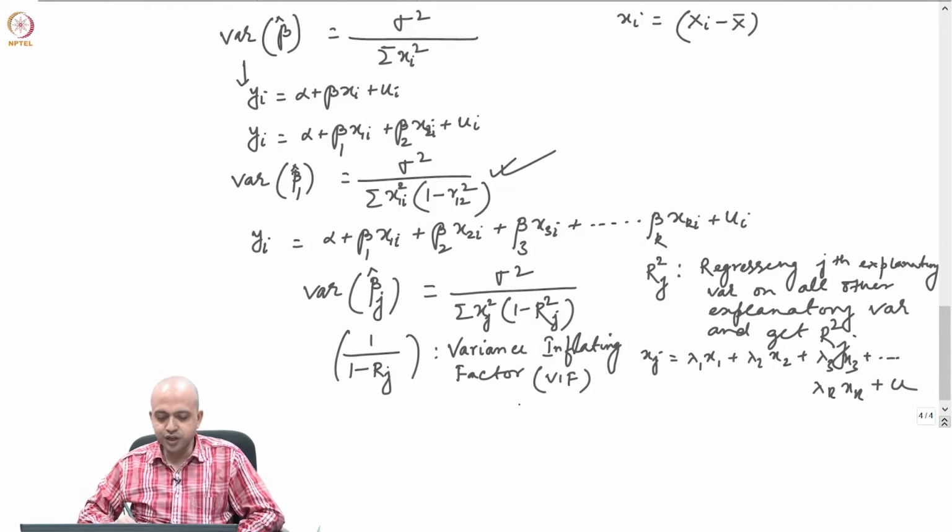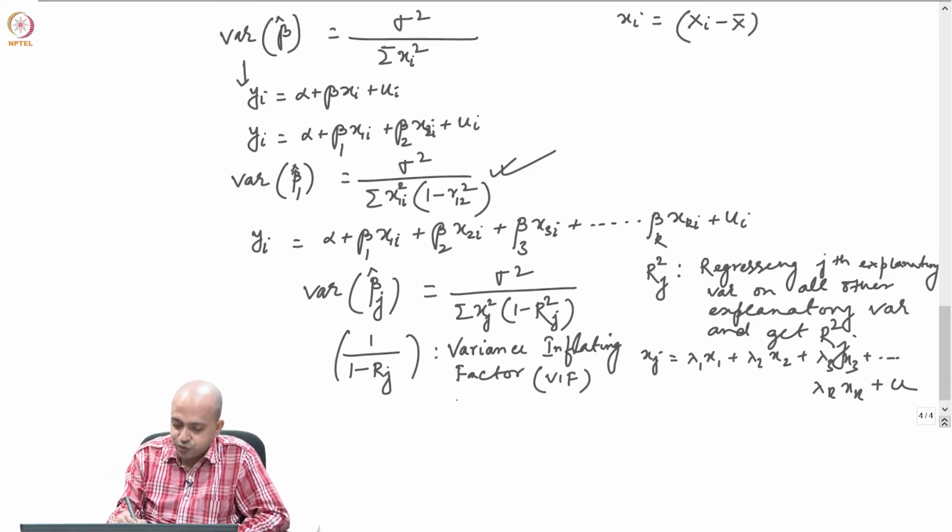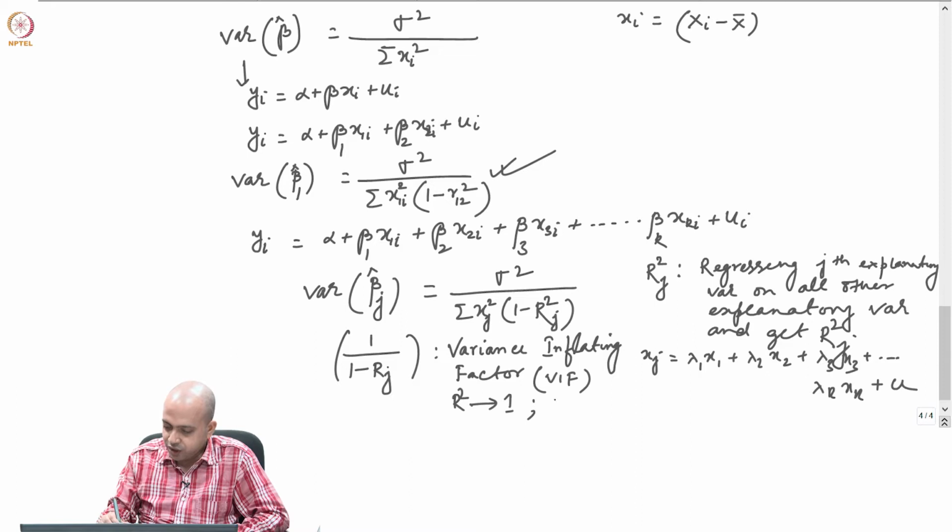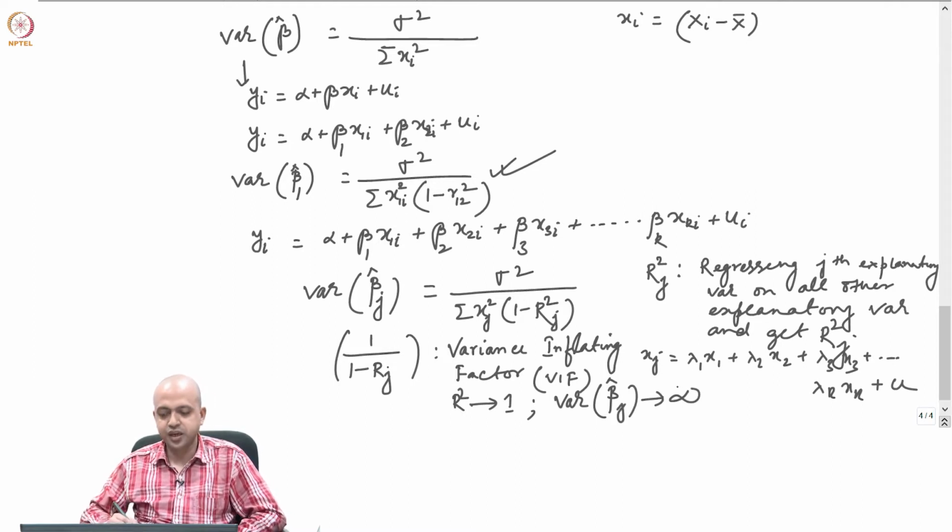Now, why is this called the variance inflating factor? Because from here you can understand, if R square j tends to 1, then what will happen? Variance of beta j will tend to infinity, isn't it? Variance of beta j will tend to infinity. That is why this 1 by 1 minus R square j is called the variance inflating factor.